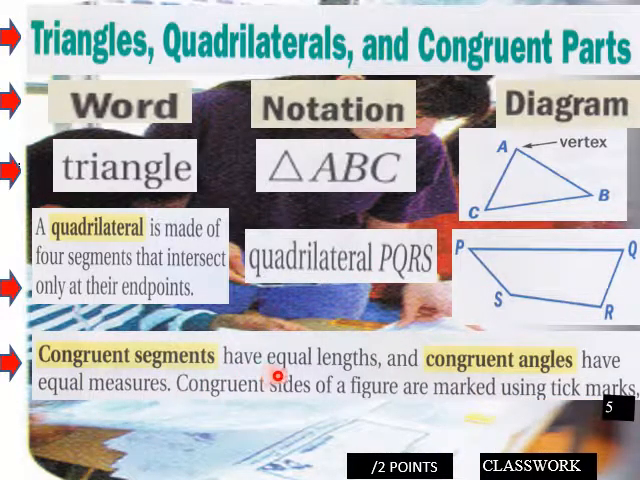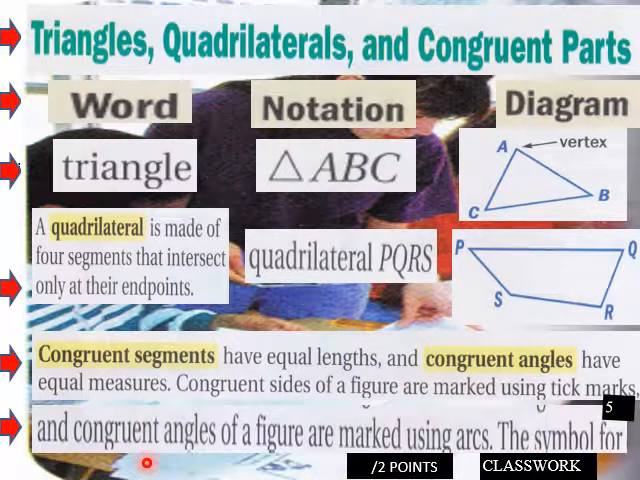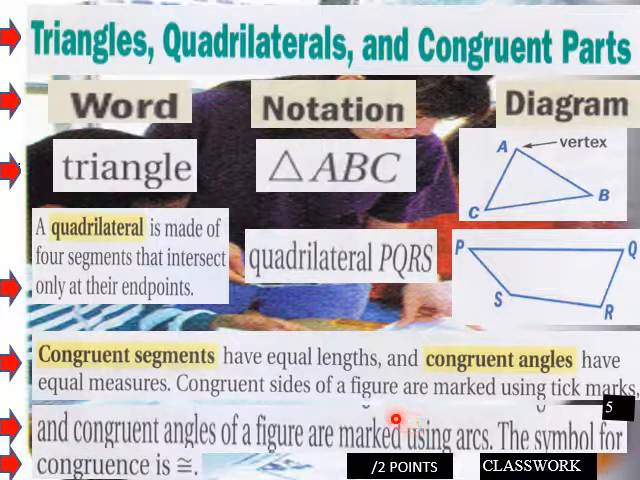And then we have congruent segments that have equal lengths, and congruent angles have equal measures. Congruent sides of a figure are marked using tick marks. And congruent angles of a figure are marked using arcs. So the symbol for congruence is this. You have an equal sign with a tilde above the equal sign like that.